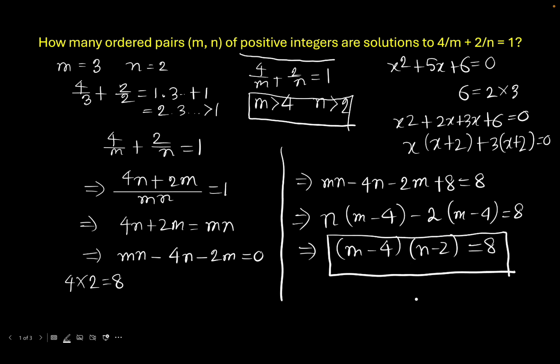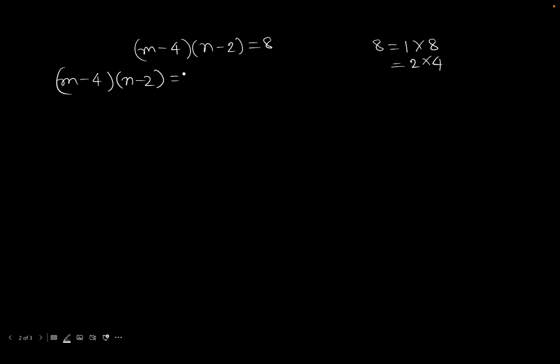Now we need to solve this equation. So we got (m - 4)(n - 2) = 8. Now 8 can be written as 1 times 8, 2 times 4. So now we can rewrite this 8 as the multiple of these terms. So (m - 4)(n - 2) will be 1 times 8. Then we can also write (m - 4)(n - 2) = 8 times 1.